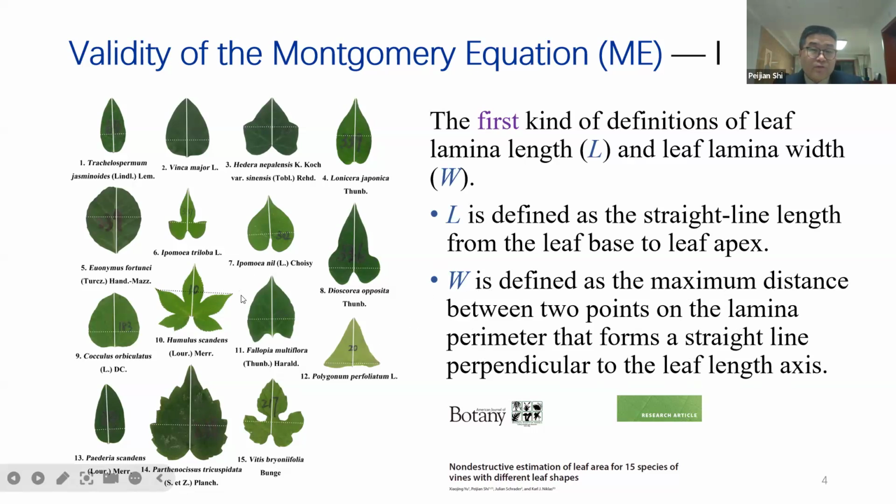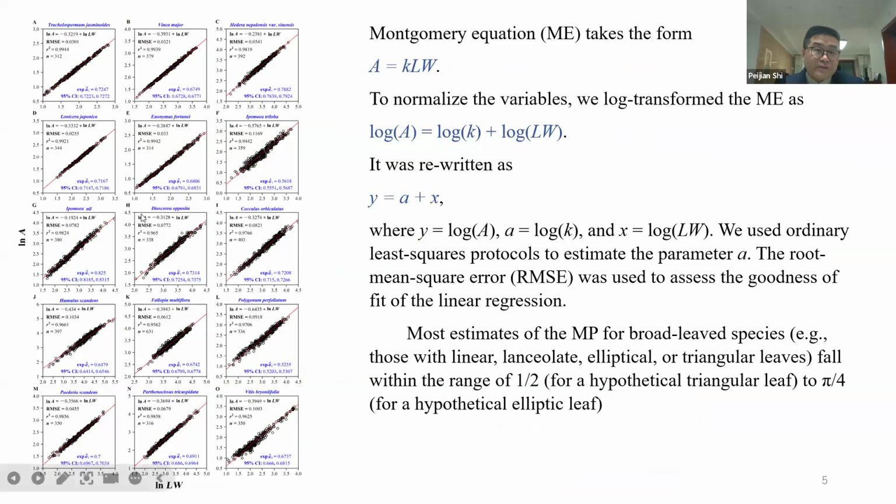For each species, we sampled more than 300 leaves. Here are the fitted results. To normalize the variables in the Montgomery equation, we log-transformed the equation like this. We can see it becomes a very simple linear equation with the slope being 1. We just need to estimate the intercept like this.